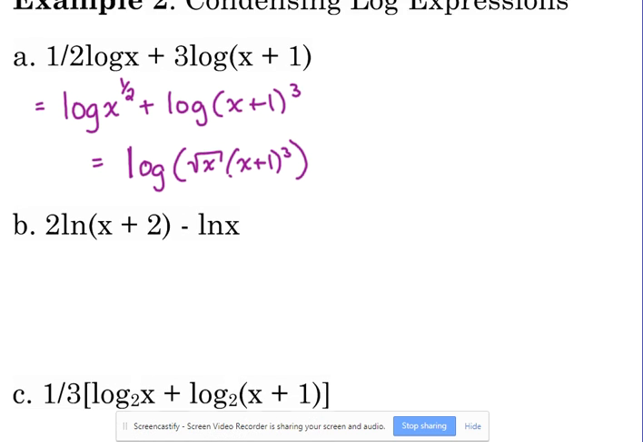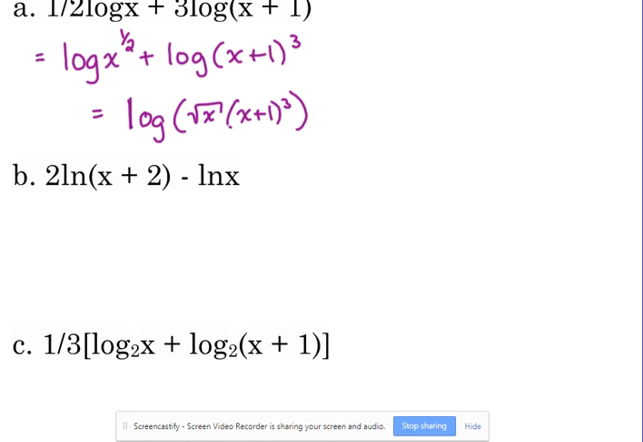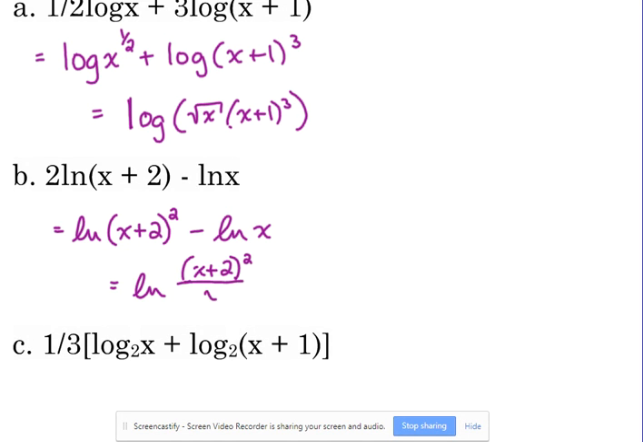So with B, 2 natural log of x plus 2 minus the natural log of x. So it's the same logarithm. We use our power rule first, so that coefficient of 2 becomes a power of 2. Then we are subtracting 2 logarithms, so that's the single logarithm of the quotient. And it's always the first one goes on top, the second one is on the bottom.